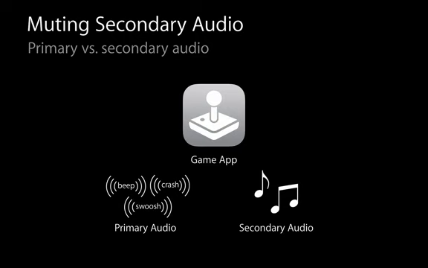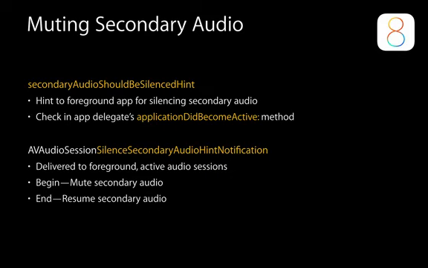Going along with the new property is our new notification. This is the AV Audio Session Silence Secondary Audio Hint notification. Another mouthful for this early in the morning. So this notification will be delivered to apps that are in the foreground with active audio sessions. And it's kind of similar to our interruption notification in that it's two-sided. There's a begin event and there's an end event, all wrapped up in the same notification. So when you get a begin silence secondary audio hint notification, that means it's a good time to mute your secondary audio. And if you get the end event, it's a good time to resume your soundtrack.